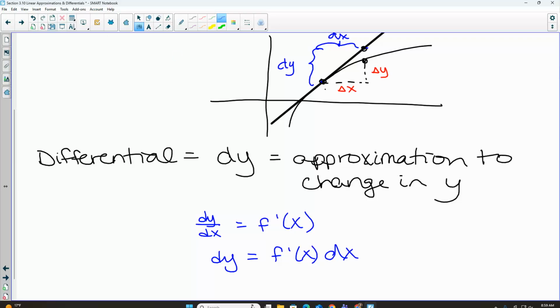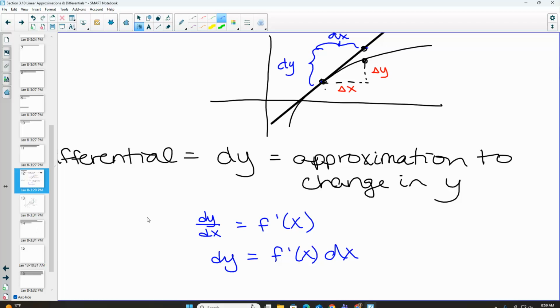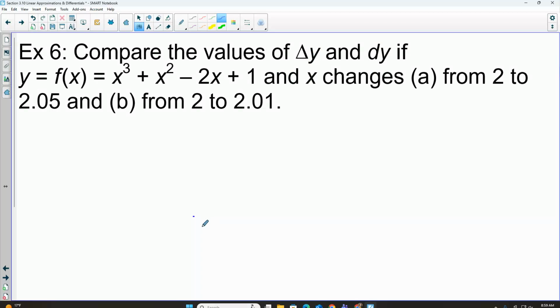So let's look at a problem and try to figure out exactly what I'm talking about here. Compare the values of change in y and dy. If my function is x cubed plus x squared minus 2x plus 1, and for part A, x changes from 2 to 2.05.